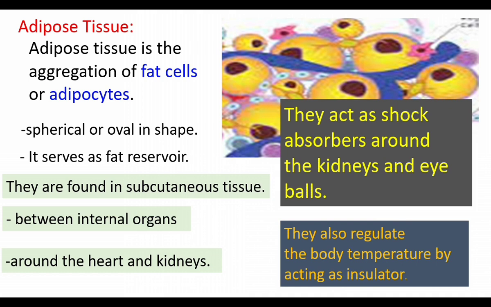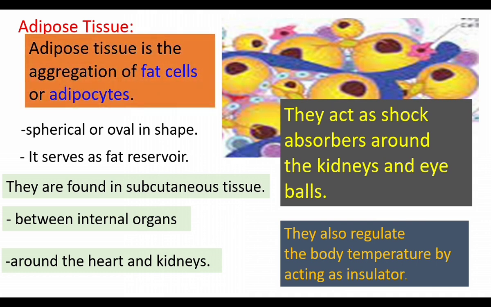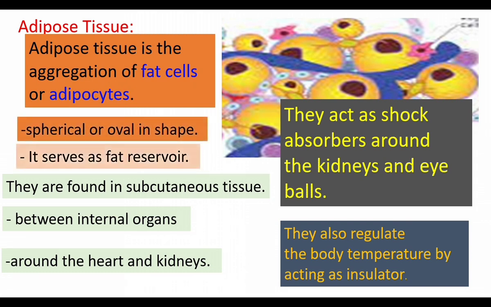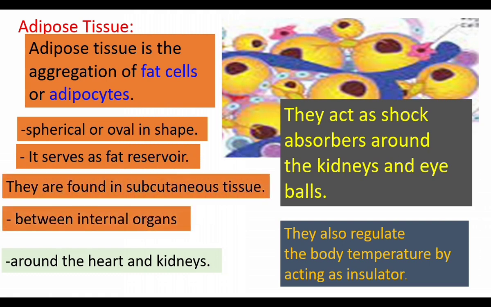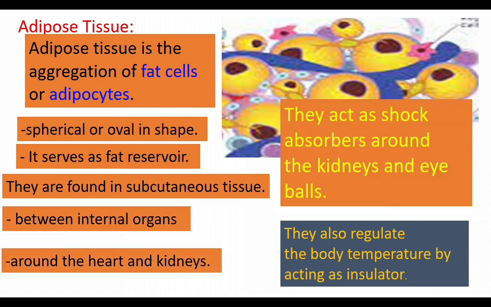The adipose tissue also regulates the body temperature by acting as an insulator. An insulator does not conduct heat. The adipose tissue found below the skin acts as a heat insulator. So it acts as a shock absorber around the organs, and the adipose tissue regulates body temperature, especially the tissue present below the skin, which acts as an insulator.